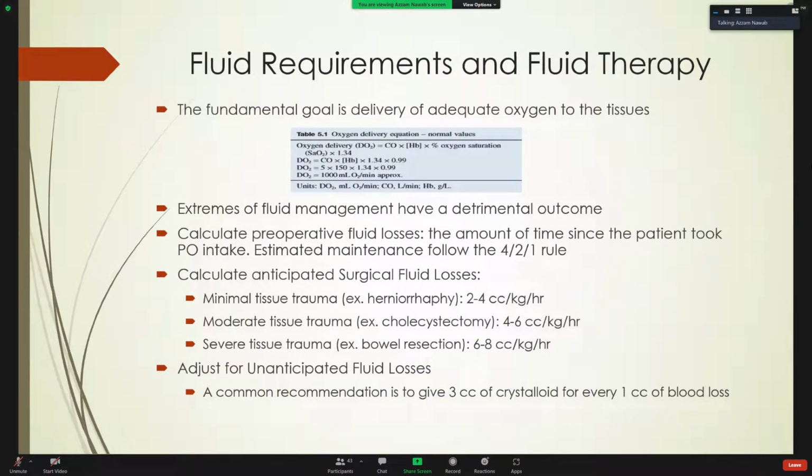Okay, the fundamental goal is to deliver adequate oxygen to the tissue. The extremes of fluid management have negative or detrimental outcomes. In either way, if we overload the patient or if we unload the patient, in both conditions, the oxygen will not reach the cell in an optimized way.